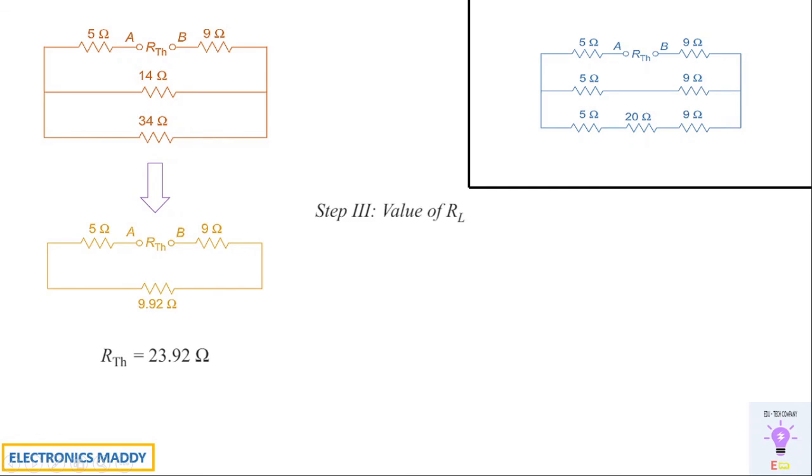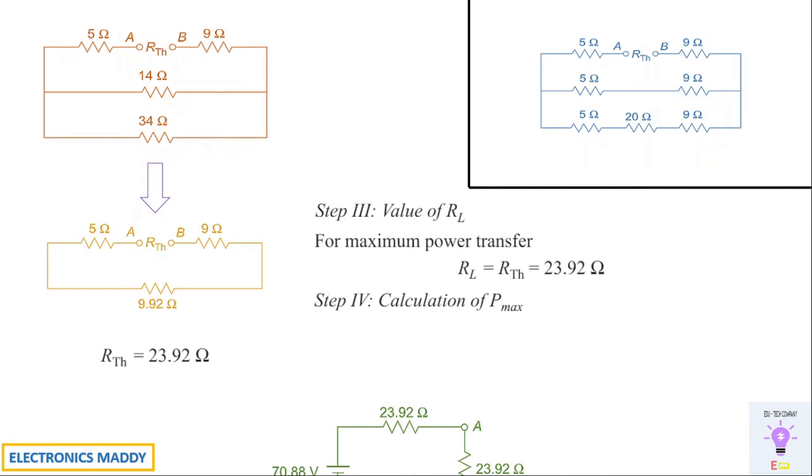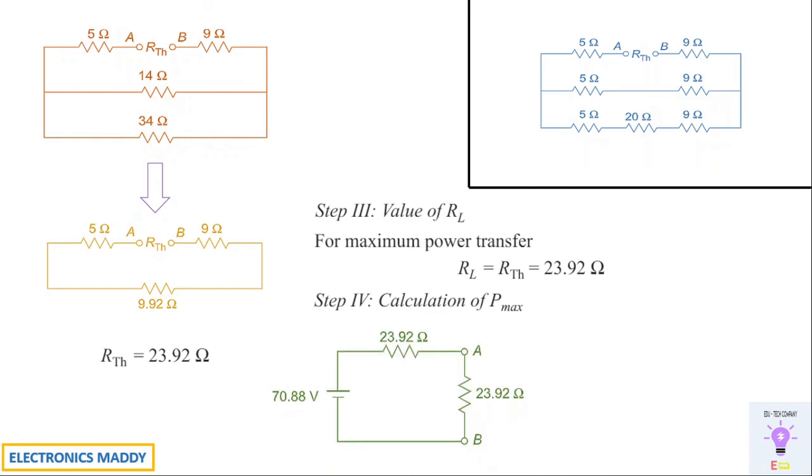So once this is done, step 3 is to write the value of RL, that is equal to RTH, that is 23.92 ohms. Our final step is to find the value of Pmax, that is given by writing the Thevenin's equivalent circuit, and then Pmax is equal to V squared TH by 4 times RTH. Substituting for the value of VTH and RTH, we'll be getting 52.51 watt.